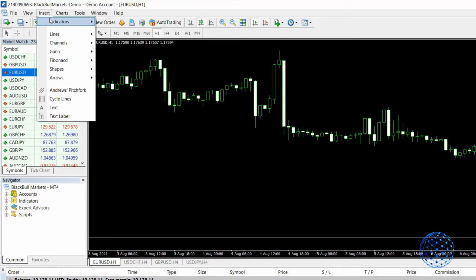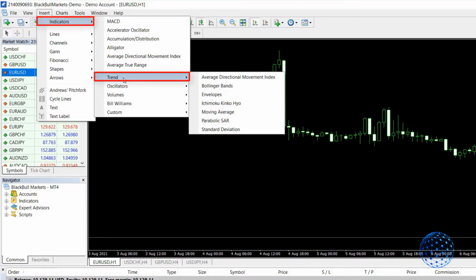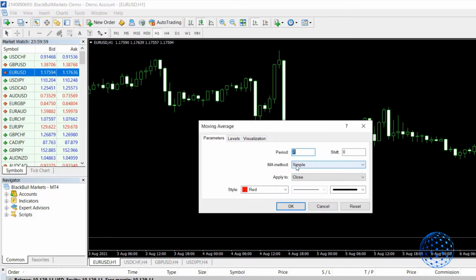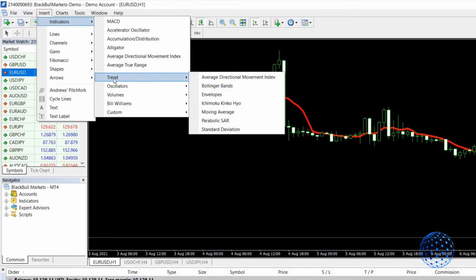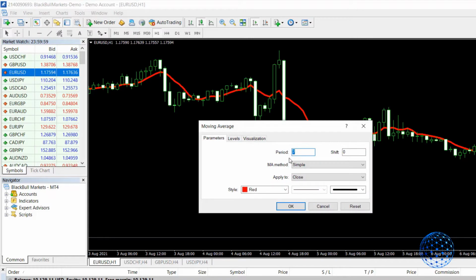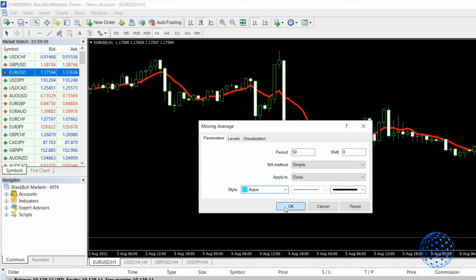Alright, so first things first, I will add the indicators on the chart. I'll be using a trend indicator, moving average with a period of 7. I will click on OK, here it is. I will add one more moving average with a period of 50 and I will change the color so it will be more visual, here it is.